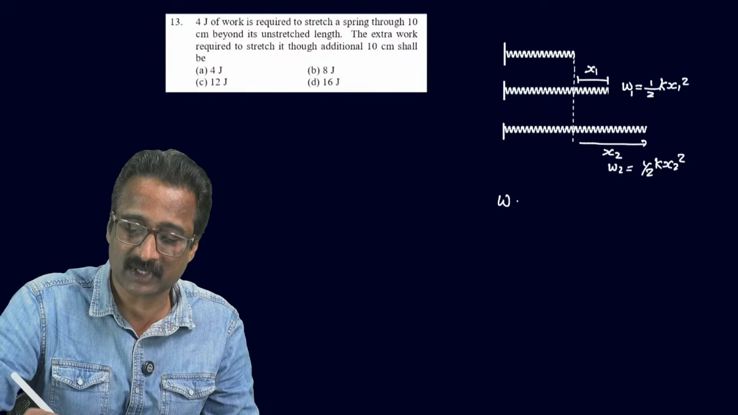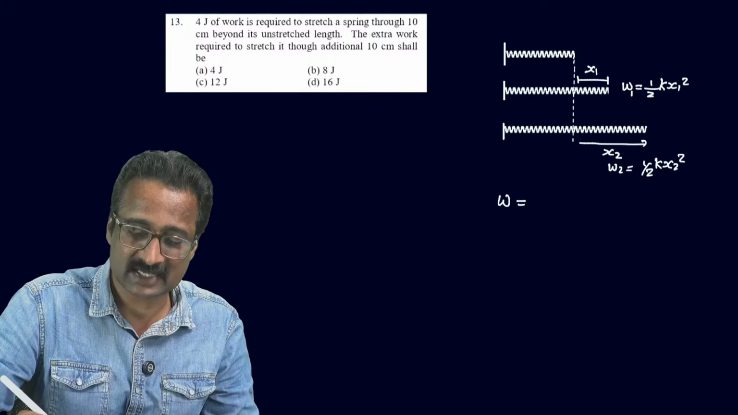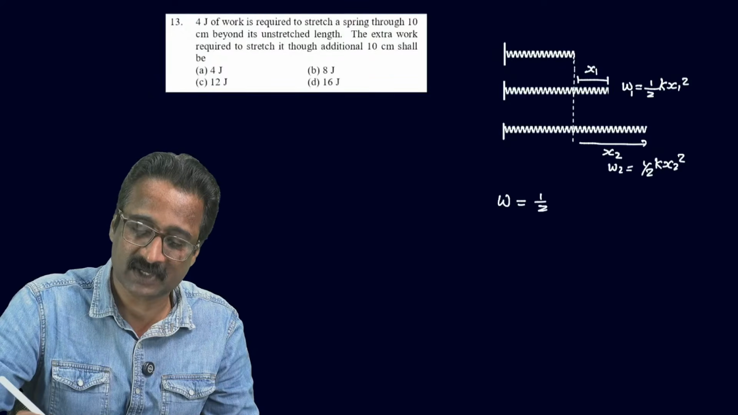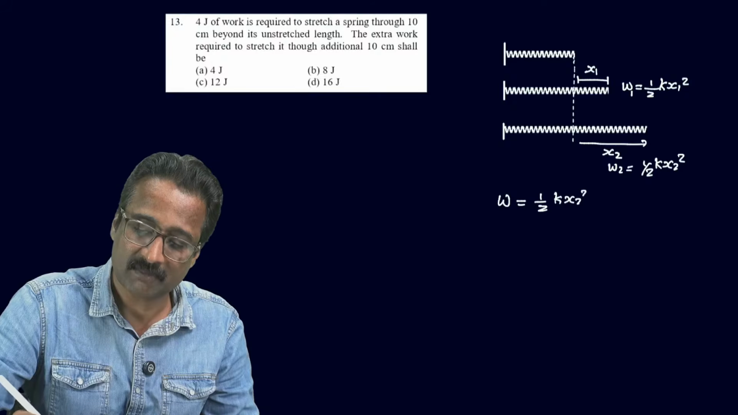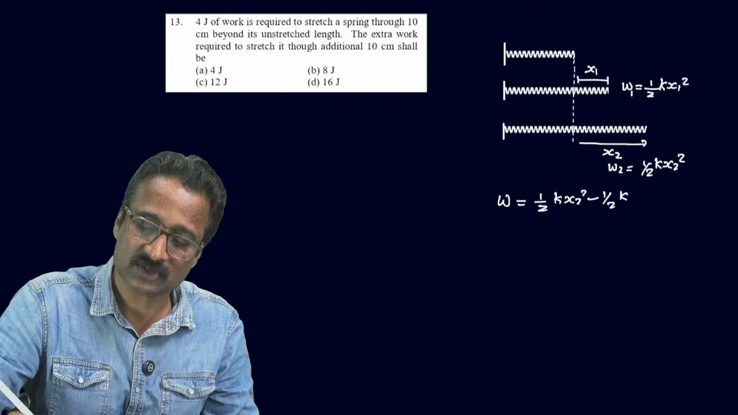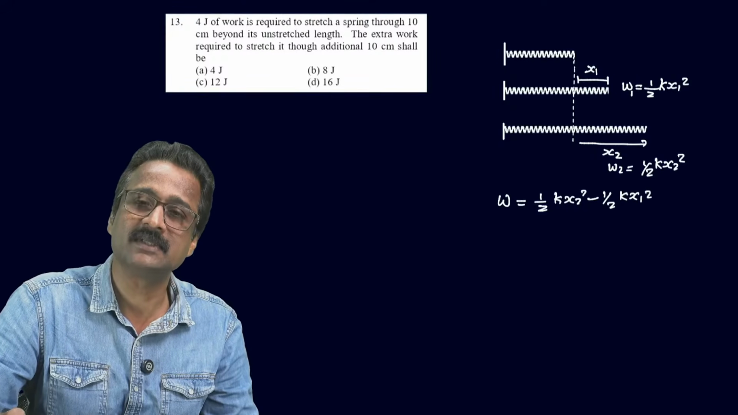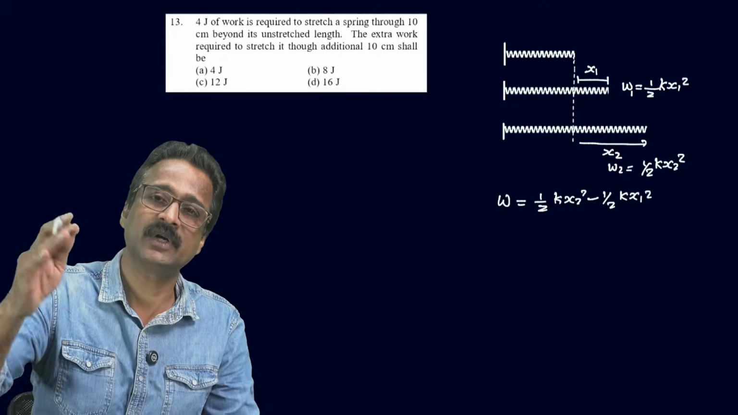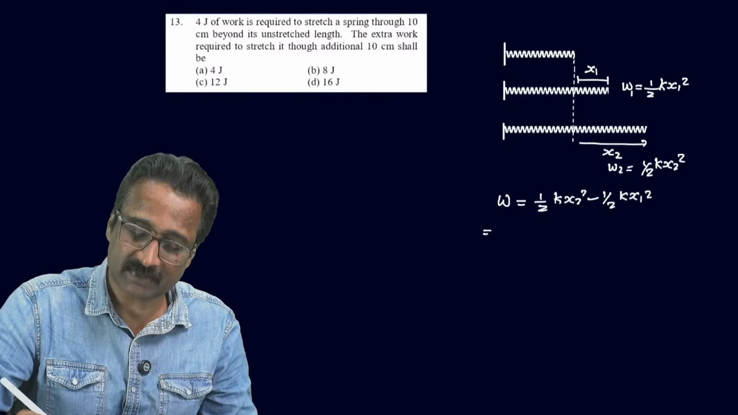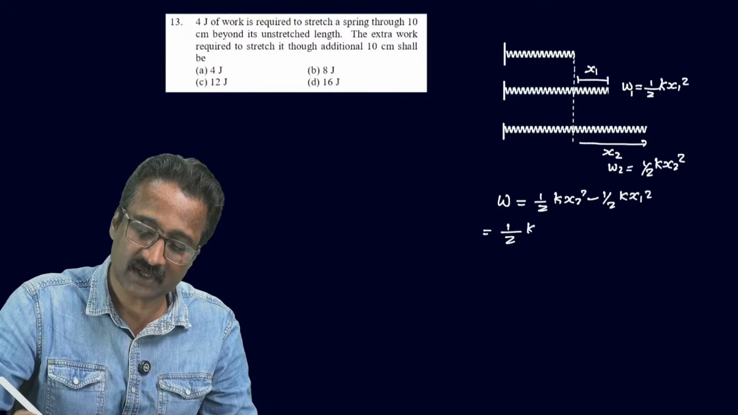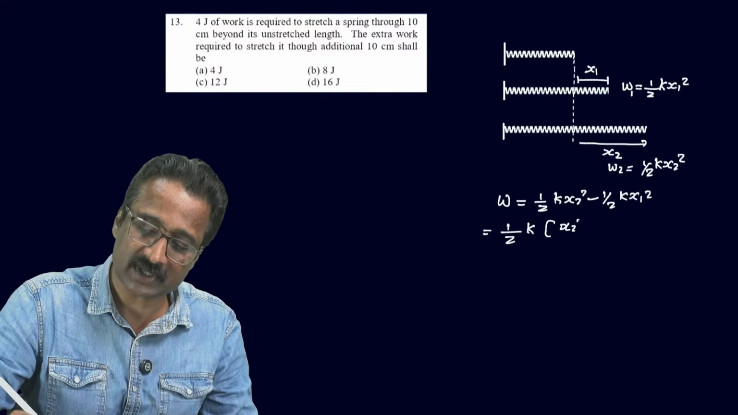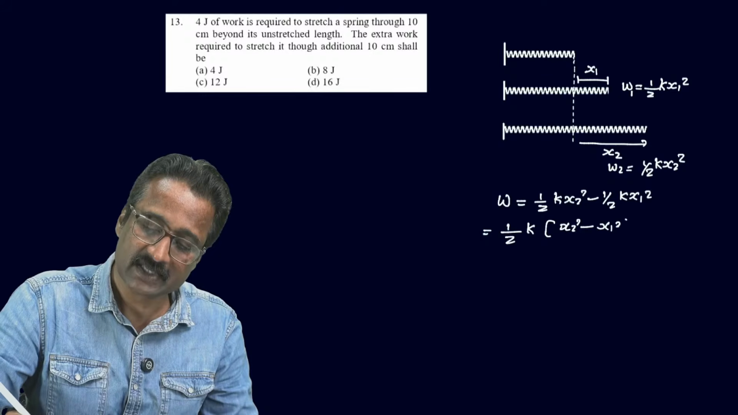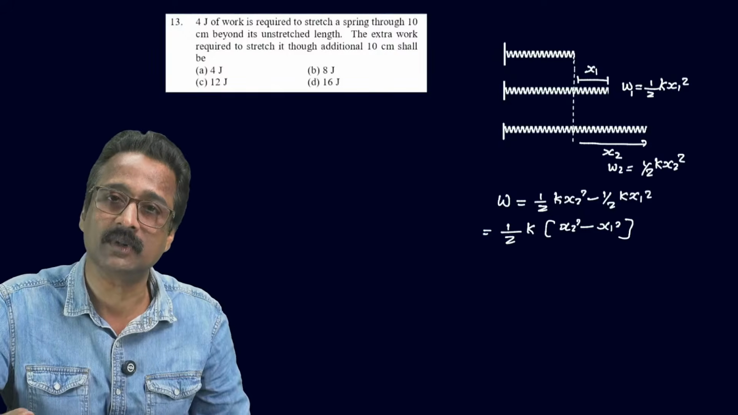So W required for our experiment, you know, that is going to be half K x2 squared minus half K into x1 squared. Basically, this is the work required to stretch it from x1 to x2. I'll make it simple by taking common factors. It is half K into x2 squared minus x1 squared. This is the equation we are going to use to solve this.